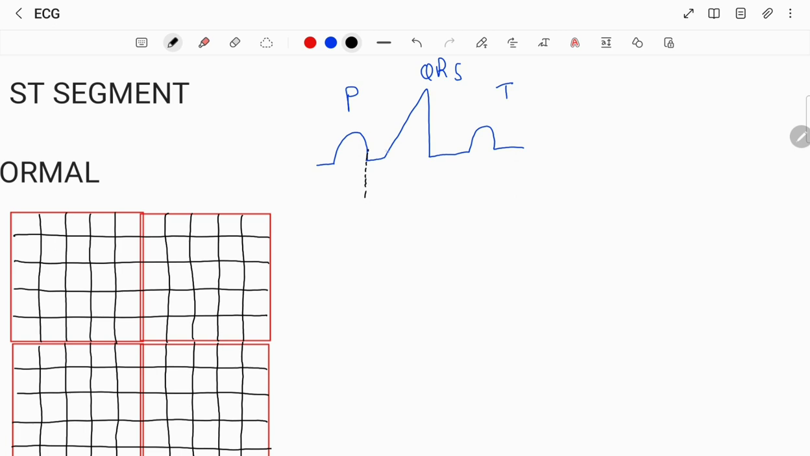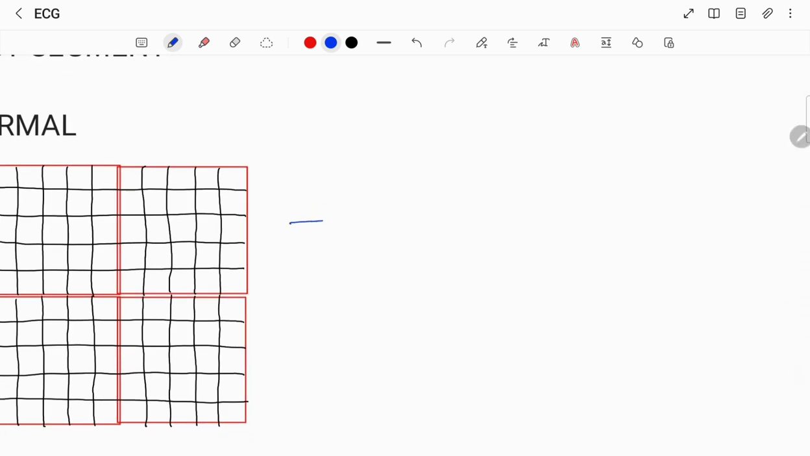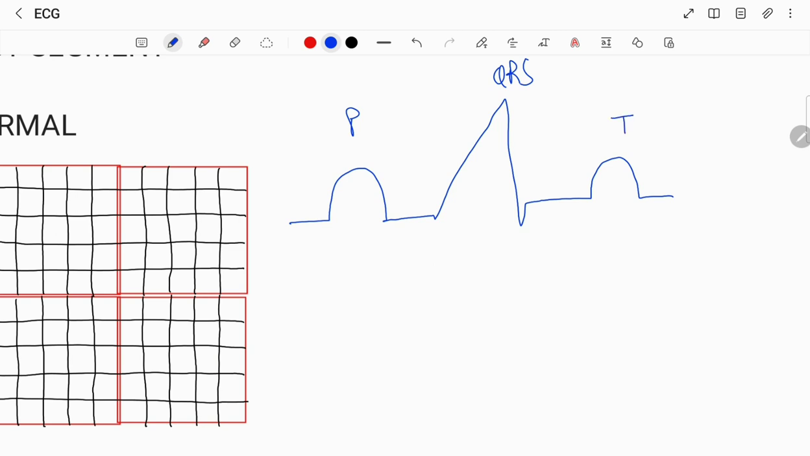In this diagram, this is the PR interval. I'm sorry, I'll draw it again and explain it again. In a normal ECG, this is the P wave, a normal QRS complex and a T wave. Now, this is the PR interval and this is the ST segment. Both the PR interval and ST segment should be in the same line.